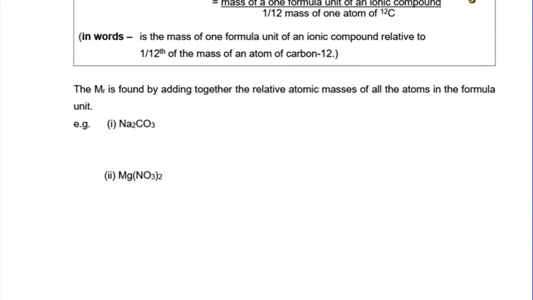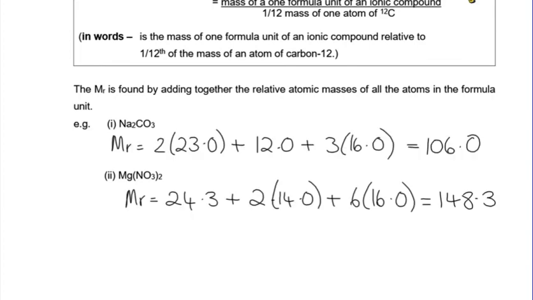Have a go, see if you can add up these 2. So the first one, we've got 2 sodiums, 1 carbon and 3 oxygens, that comes to 106. Just watch out in the second one. There is 1 magnesium, but there's 2 nitrogens because there's 2 of this whole bracket, and there's 6 oxygens because 3 lots twice is 6, and so we're getting 148.3.